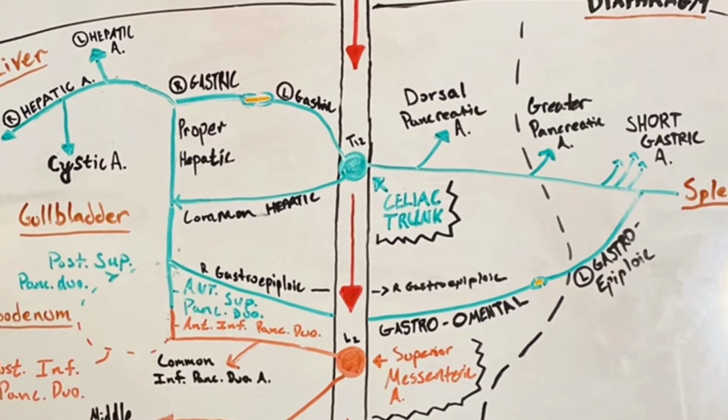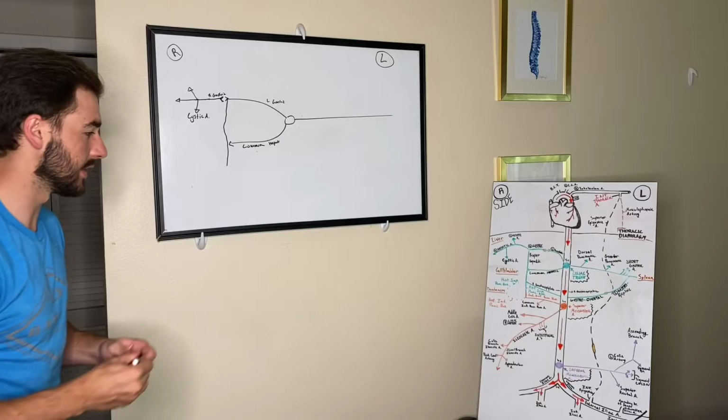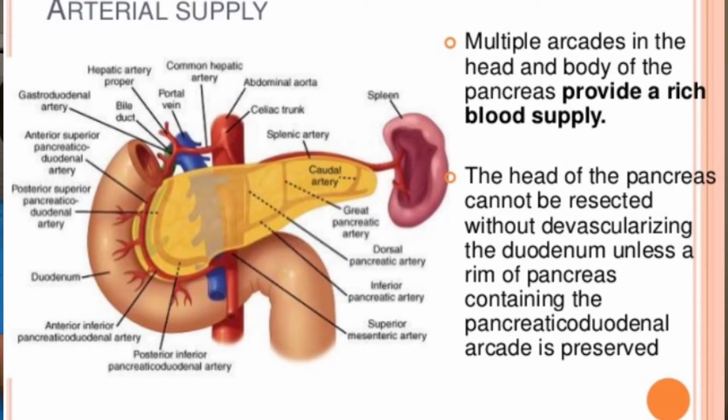All right, so continuing down from proper hepatic to the right gastroepiploic. Now, I don't want you to continue off over yet. I want you to keep going down. And what you see here, look at this picture I have on the screen, which is the duodenum. You see the upper half of the duodenum is actually supplied by that posterior superior pancreaticoduodenal artery.